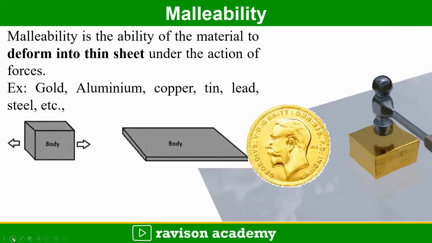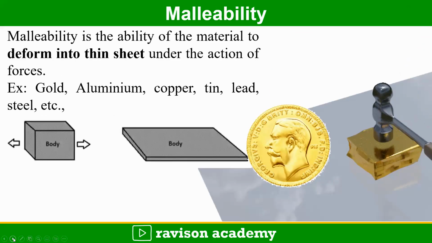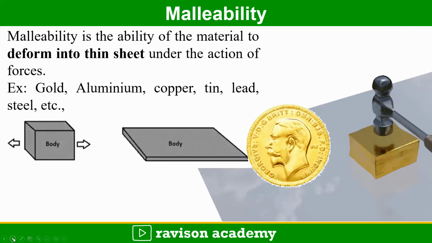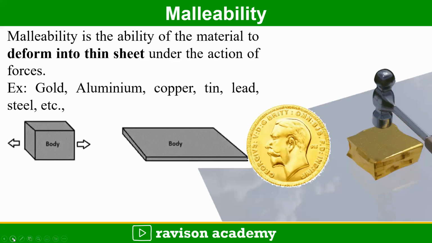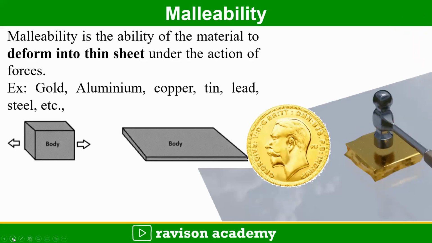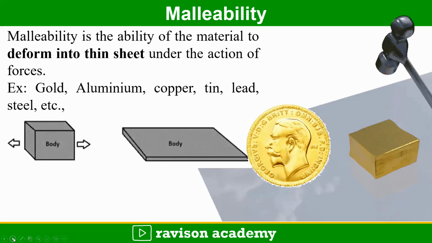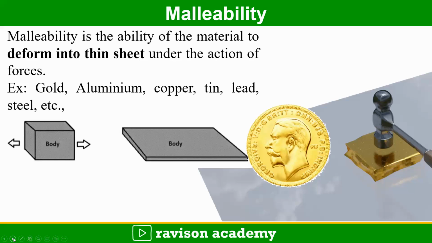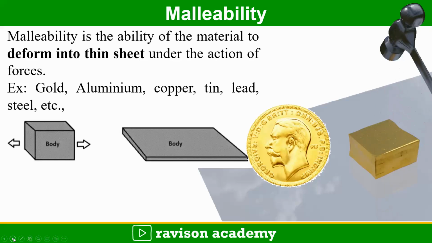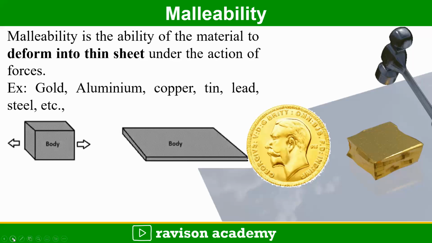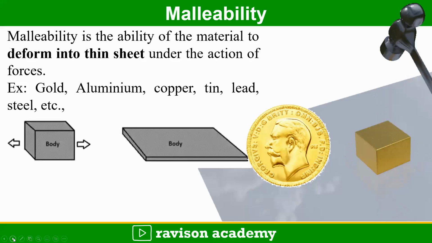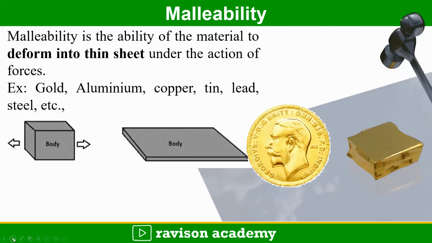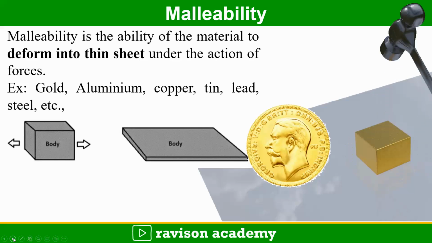Coming to the malleability, it is the ability of the material to deform into thin sheet under the action of forces. We are taking a metal block and applying the forces. What happens? The body deforms and forms into a thin sheet. So the property of the material to deform into thin sheet is called malleability. The best examples are gold, aluminium, copper, tin, lead and steel. All are malleable. While applying the force, the body deforms and gets into a thin sheet.